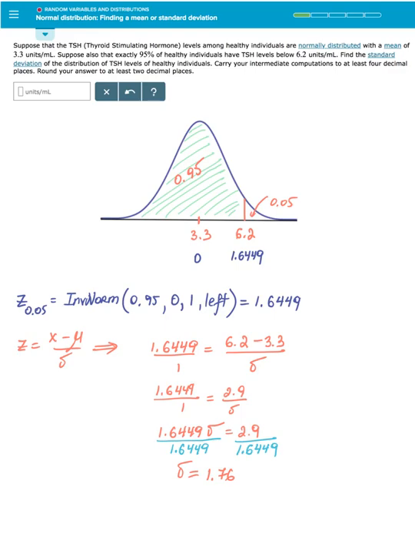Now I can do the cross multiplication because I have two ratios comparing to each other. Cross multiplication gives me the next line here. 1.6449 sigma is equal to 2.9. Division on both sides by the coefficient of sigma yields sigma to be 1.76 when rounded to 2 decimal places as requested.